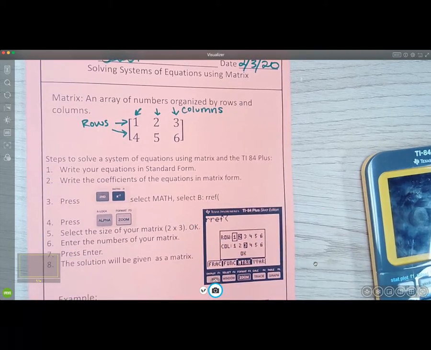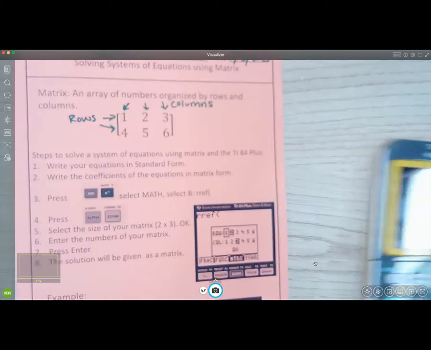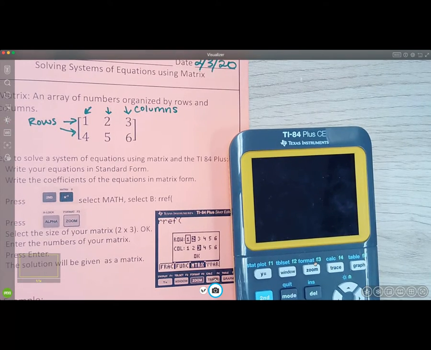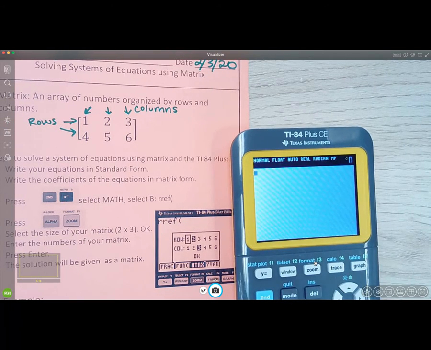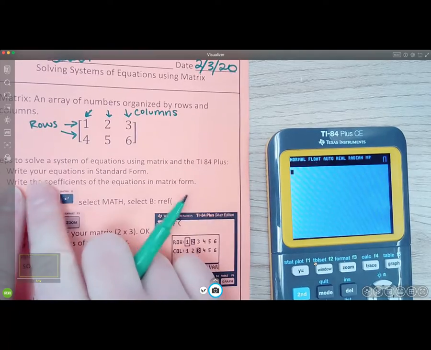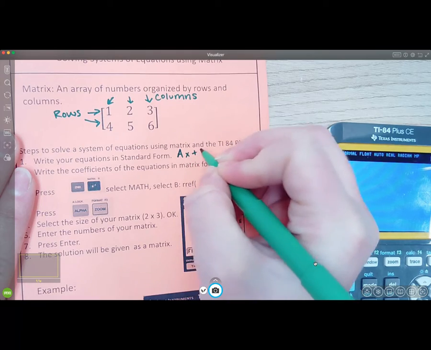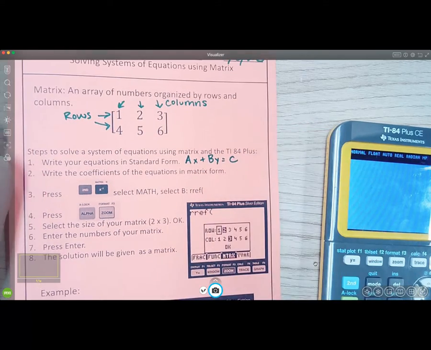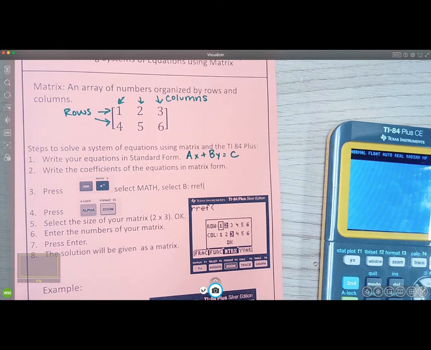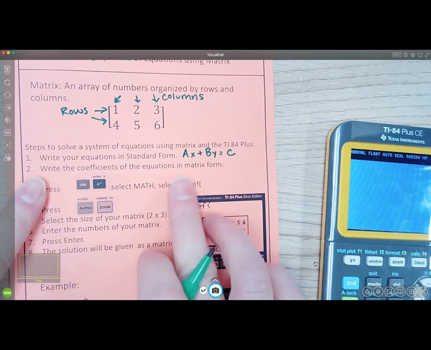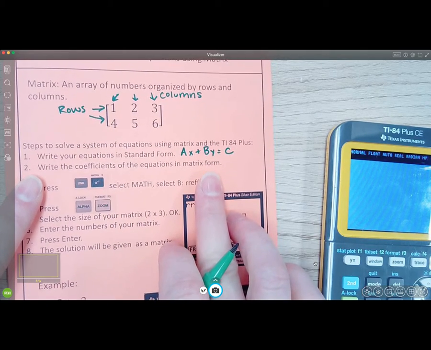So here are our steps. This is using the TI-84 Plus, so it's the calculator that you have or the one that we have in class. Write your equations in standard form. Remember, standard form is AX plus BY equals C, so they can't be written in Y equals form. If they're written in Y equals form, we can use our other method, which was by graphing. Next step, write the coefficients of the equations in matrix form. Coefficients are your A, B, and C.